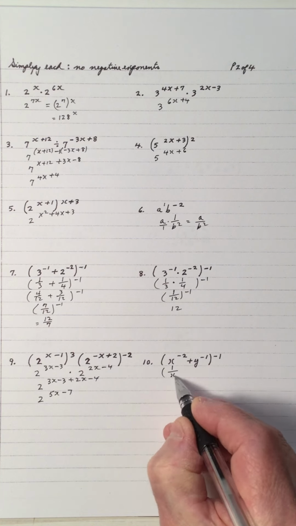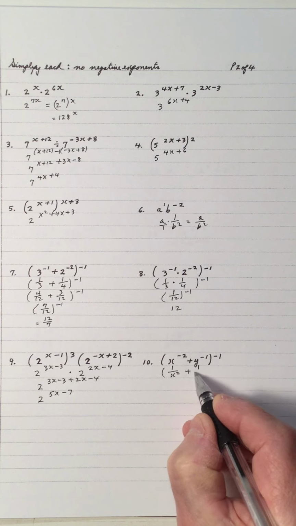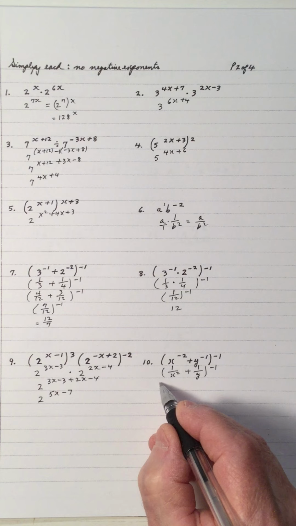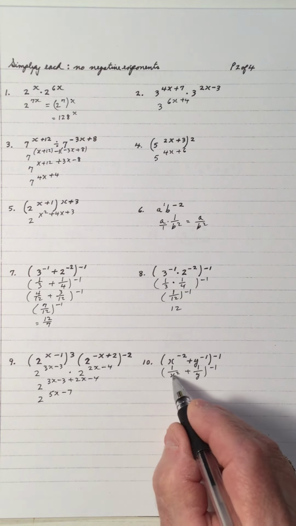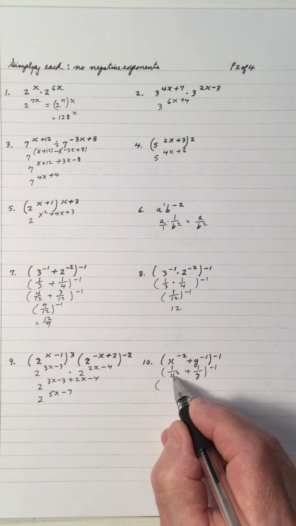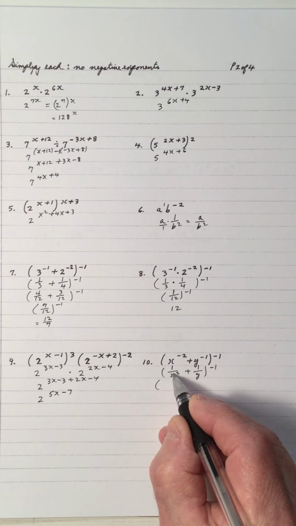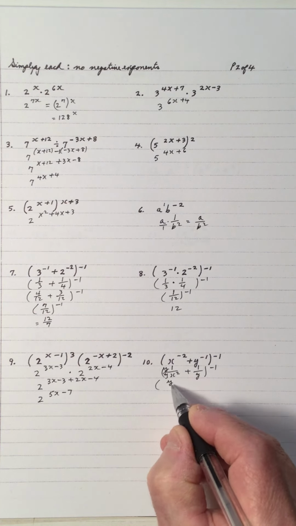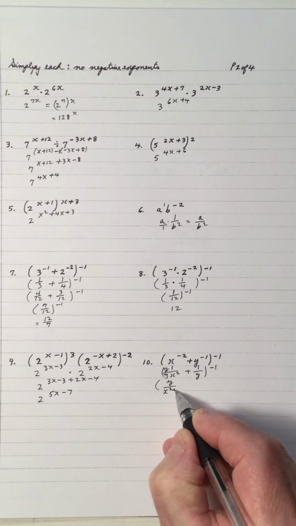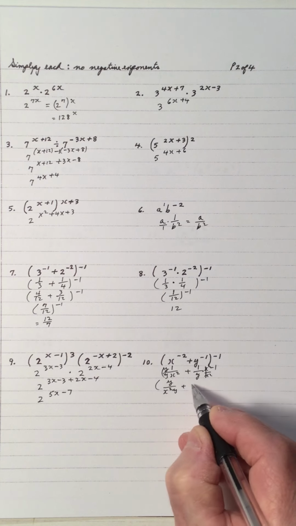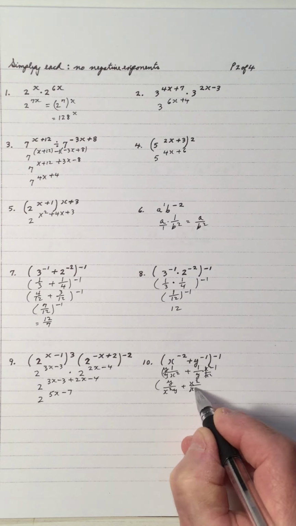So that's 1 over x squared plus 1 over y to the 1. So I'm simplifying the inside first. Now, the LCD here is x squared y. So that means I have to multiply this one by y over y. So that gives me y over x squared y. And I have to multiply this one by x squared over x squared. So that gives me x squared over x squared y.